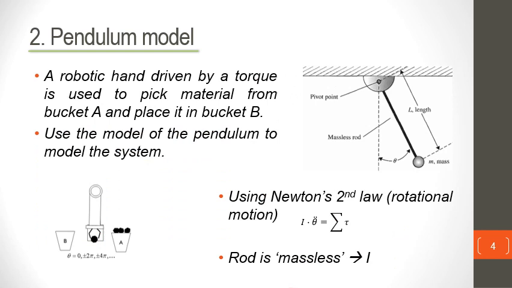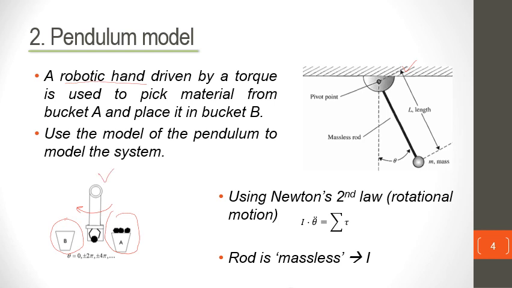Now let's look at the pendulum model itself. A pendulum model can be a good model for a robotic hand driven by a torque, which is being used, say for example, to pick material from bucket A to bucket B. As the arm of the robot swings from one place to another, you can see that its behavior is similar to the pendulum. So the pendulum can be used as a useful model for such a robotic system, an industrial robot system.